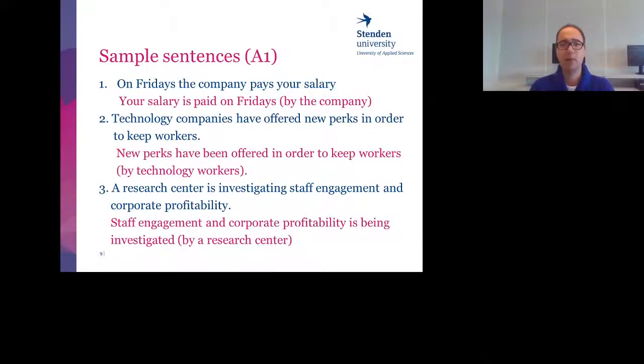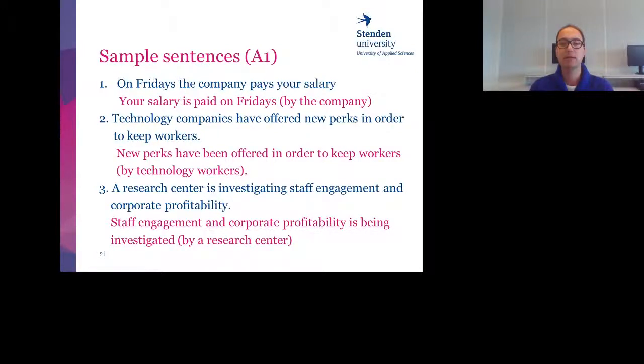First sentence, direct object becomes subject. Your salary is paid on Fridays. By the company can be left out, or you can put it between brackets as is done in the example. Is paid because we see pays present simple in the active sentence. So we need a present form of to be, is or are. Our subject is singular, one salary. So we need is plus the past participle, voltooid deelwoord, form of to pay. To pay is an irregular verb, as you can see.